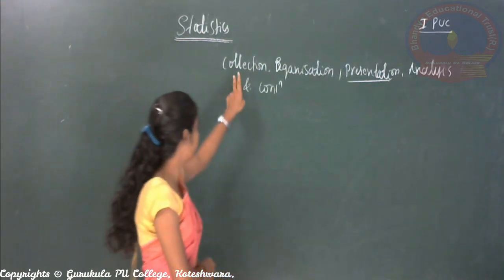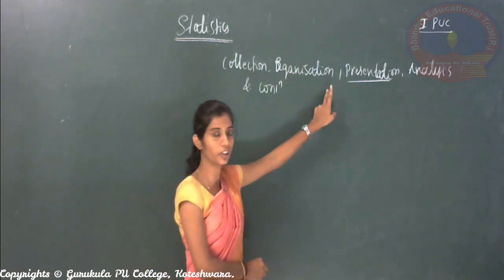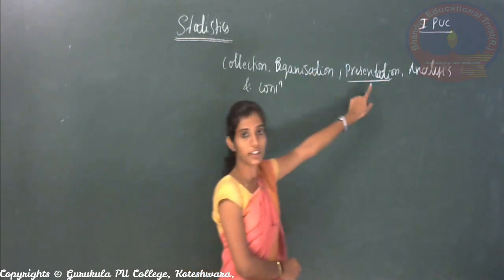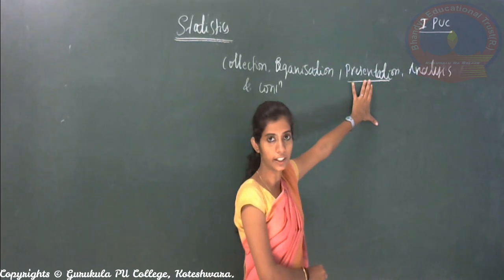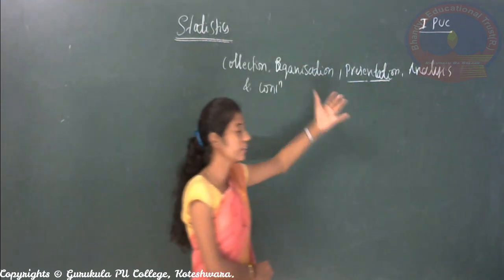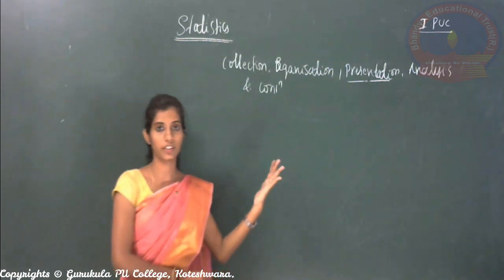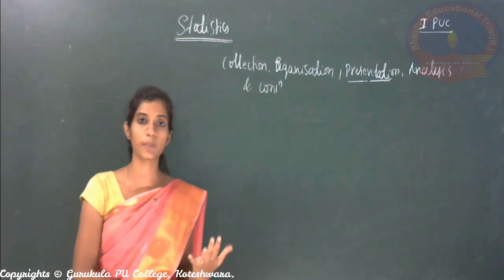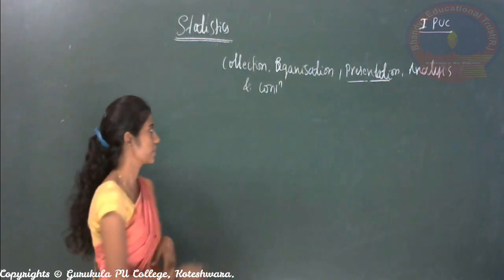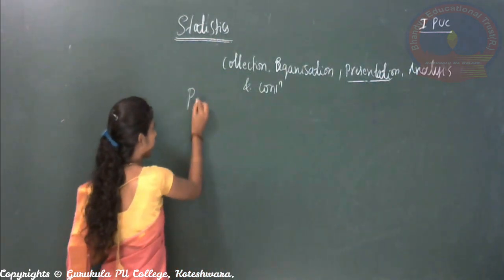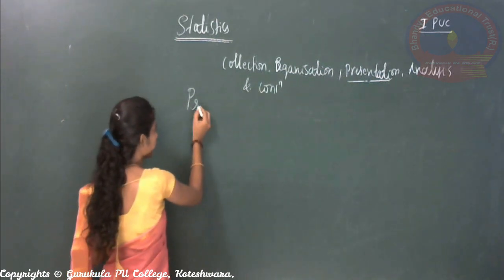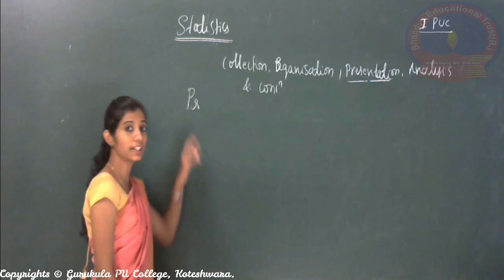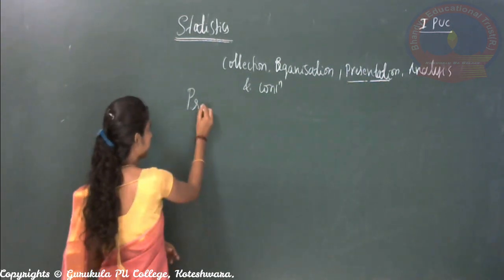Once you have done the collection, then you have to go for organization. Then the third step is to present the data clearly. So what are the ways we can present it? In how many ways can we present the data? So let us see. Here, mainly three ways we can present it in statistics.